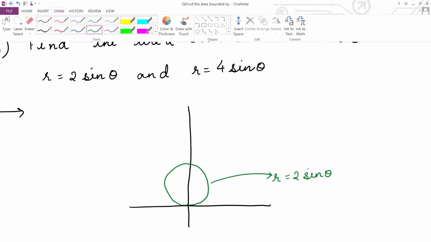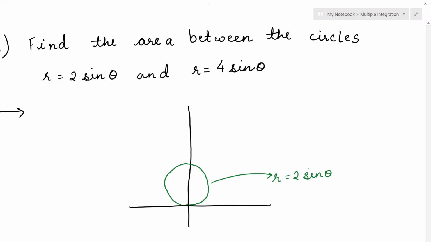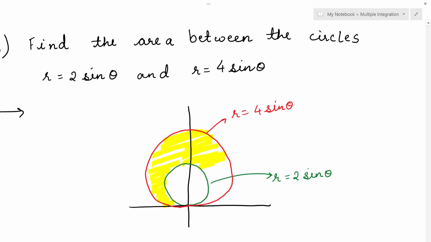So let's take another curve. r is equal to 4 sine theta will be somewhat like this. Okay, so the area between these two circles will be somewhat this. It won't be inside the green circle. It will be outside the green circle and inside the red circle, this way. Again, it is symmetric about the y-axis, so I can use 2 times this region. So I'll just find it for this region.